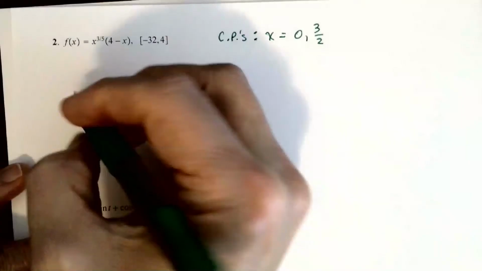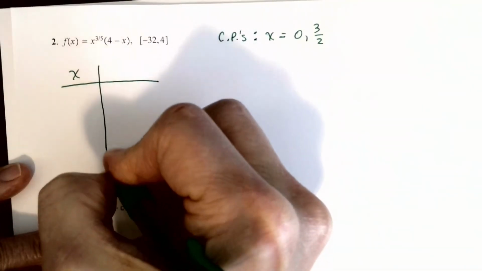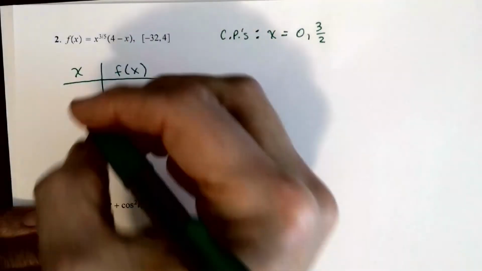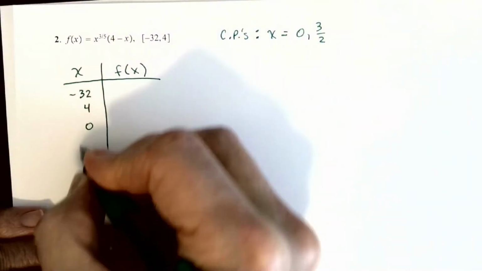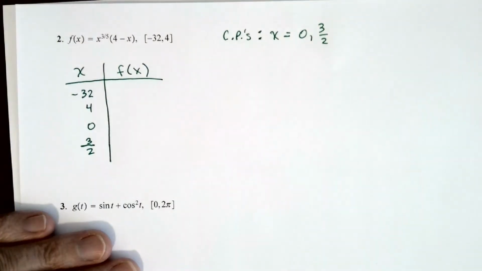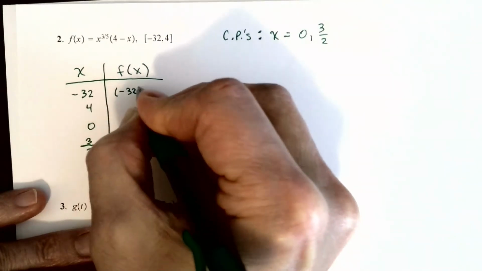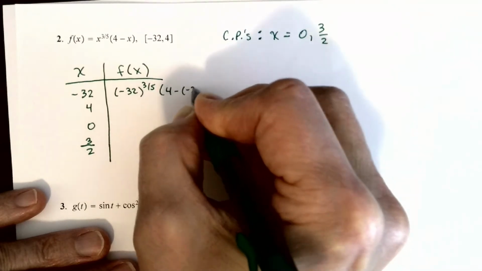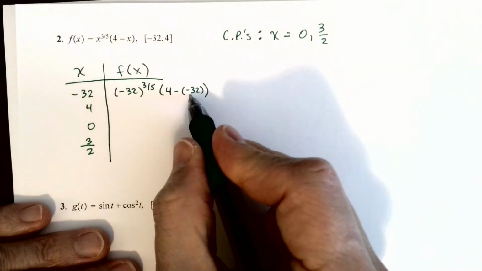And so what am I going to look at? I'm going to look at the original function, not the derivative, which we found in the last video. And I want to check endpoints, and I want to check the critical points. Okay. So at negative 32, what do I get? I get negative 32 to the 3/5 power, times 4 minus a negative 32. Okay. Well, 4 minus a negative 32, that's going to be 36.